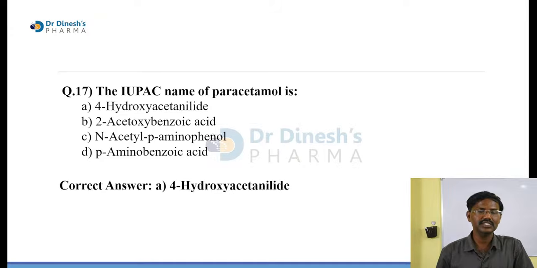4-hydroxyacetanilide. Okay, so this is the important question and general question, general OTC drug. You must remember the chemical name of the paracetamol. See the similar structure of paracetamol. Acetanilide, this is the starting material for paracetamol, and the same similar structure for the phenacetin. And these two are the similar structures.